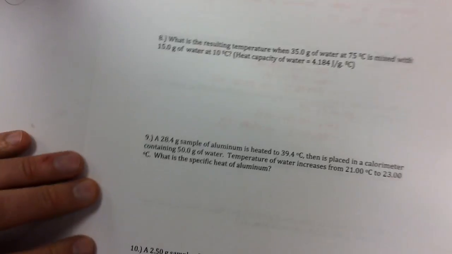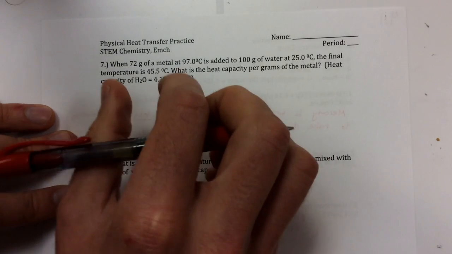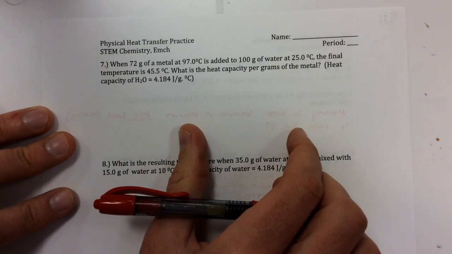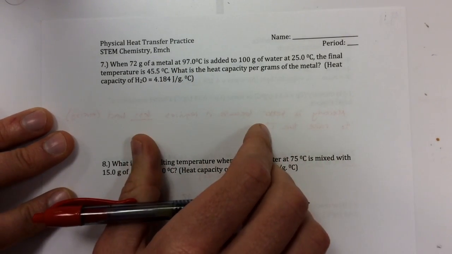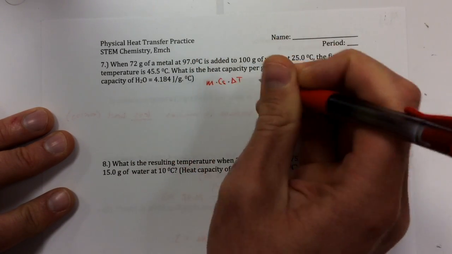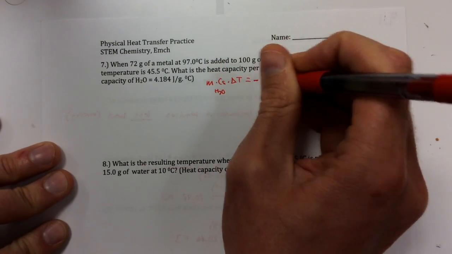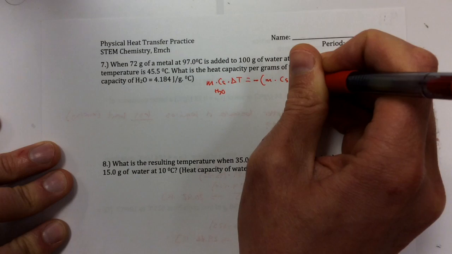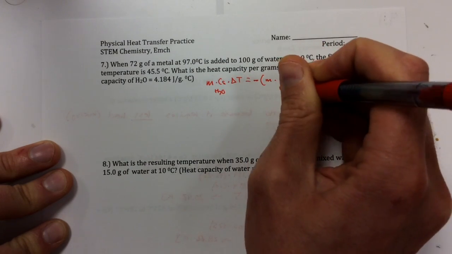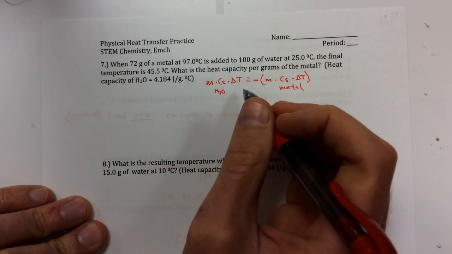I'll actually go to something on the back because these are a little bit harder. In this case, a metal is going to be releasing some energy and the water is going to be picking it up. So what we do is we say M times CS times delta T of the water is going to be equal to negative M times CS times delta T of the metal. Does that make sense? That makes sense. So let's look at the water first.